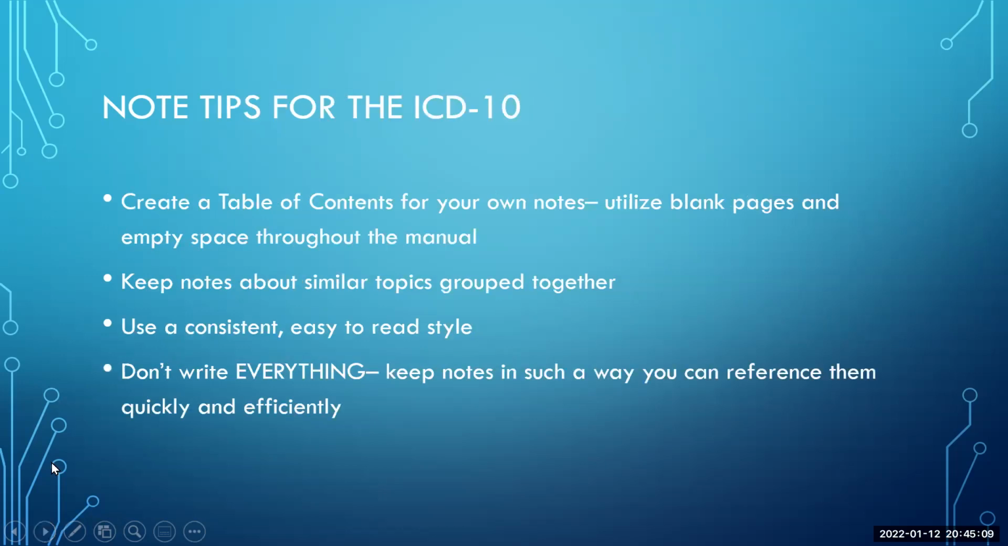Okay. Some tips that I have for that is to create a table of contents for your notes. Use the blank pages and empty space throughout the manual, and keep track of which pages you are writing specific notes on. So keep similar notes grouped together, and then have a table of contents so you can quickly reference it. You need to use a really consistent and easy to read style, and don't write everything. You shouldn't be writing 10 sentences about how to code HIV. You should be writing bullet points and quick references, so that way when you're in the exam, you can flip right to that page and give yourself all the hints that you need and quickly answer those questions.